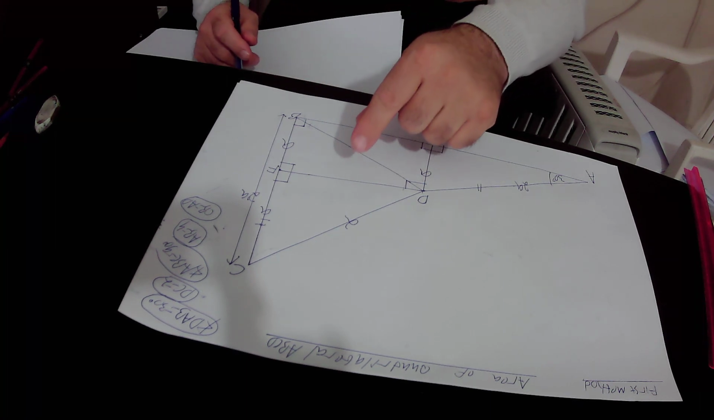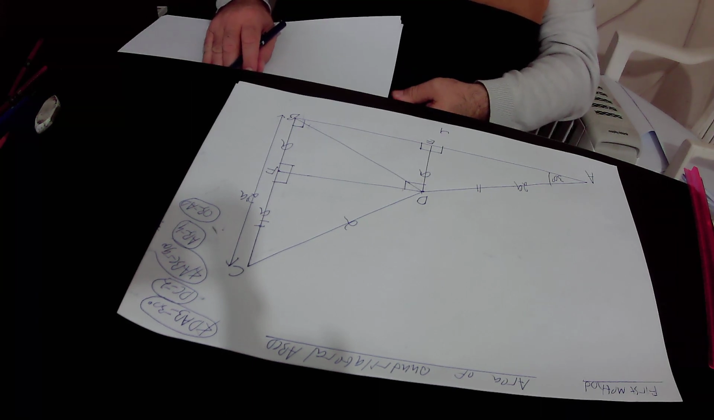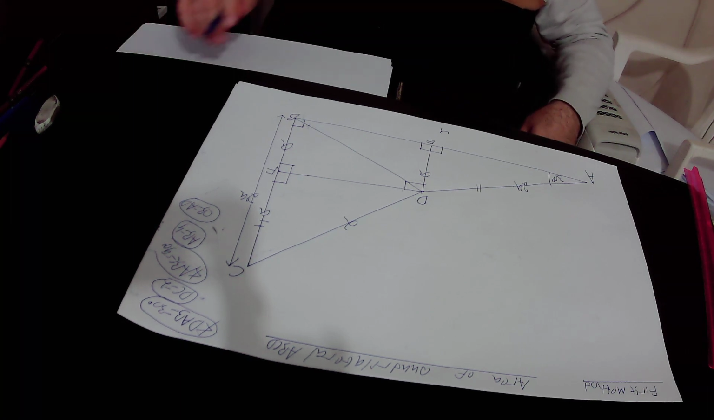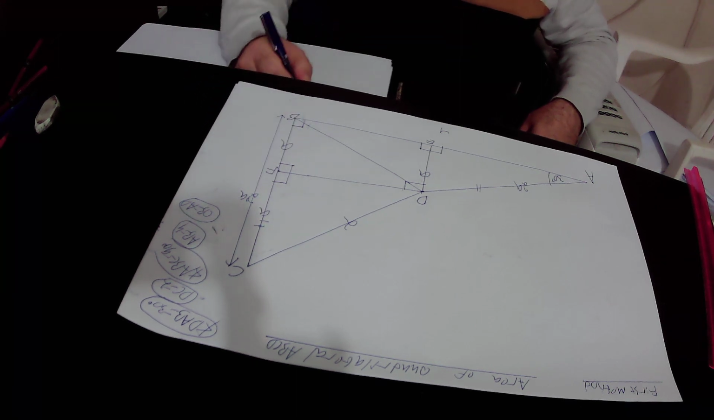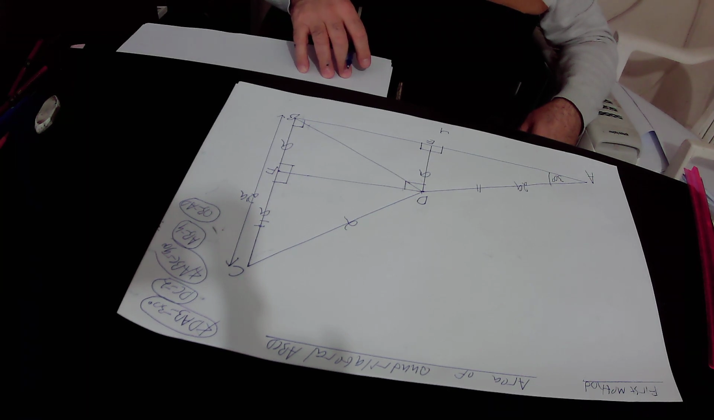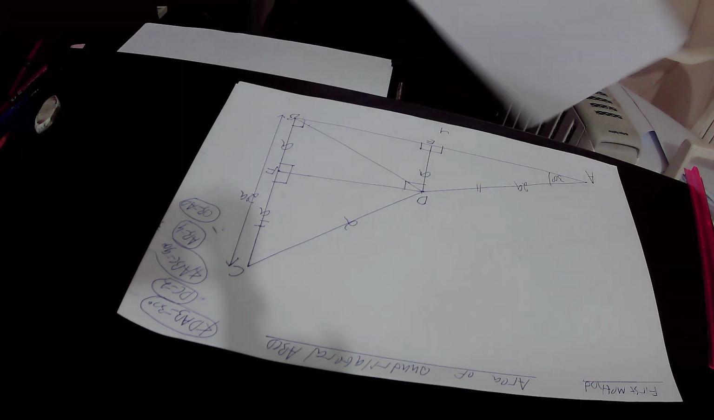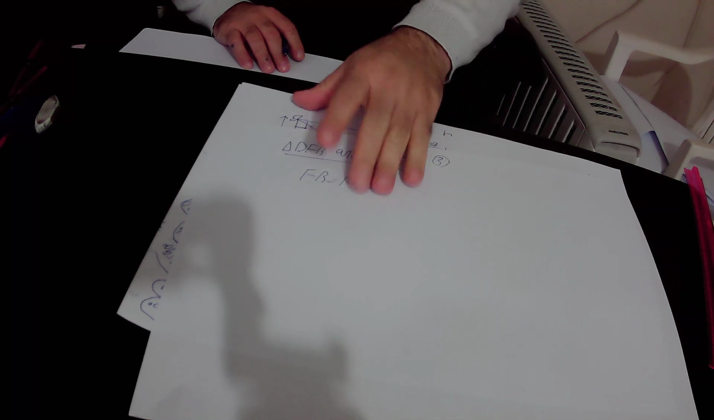So why are those two triangles congruent to each other? First of all, we know that FB equals FC equals A. I'll repeat again. FB equals FC equals A.